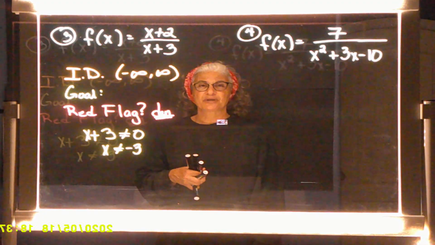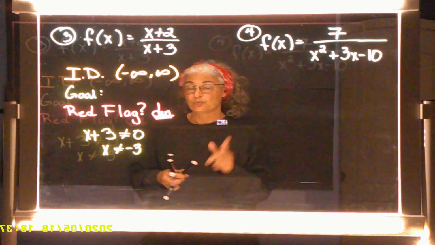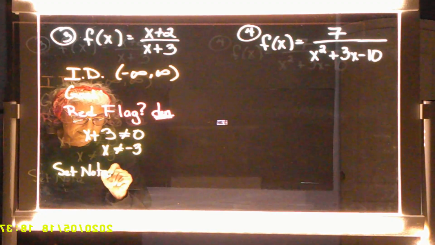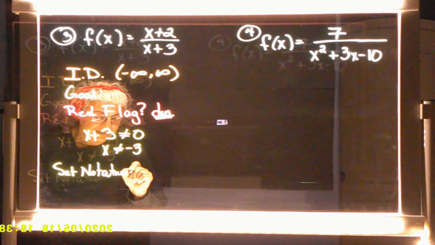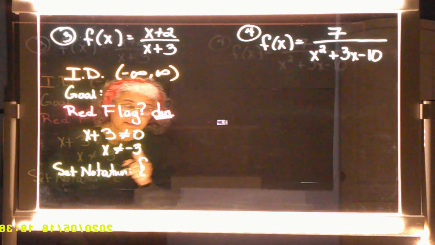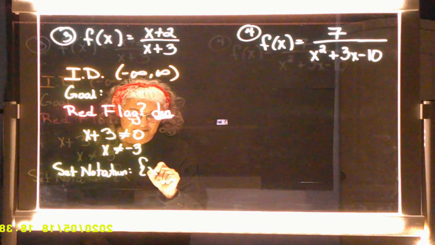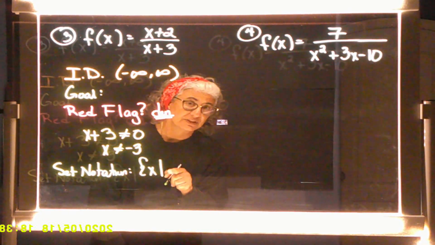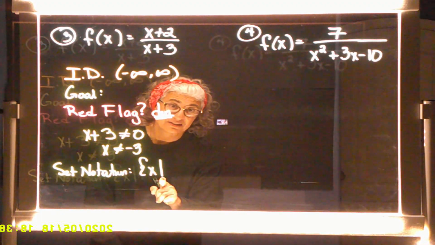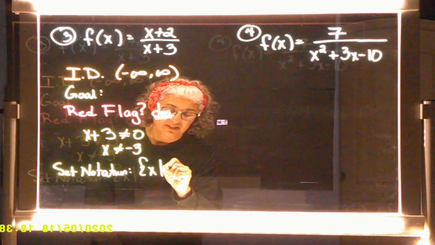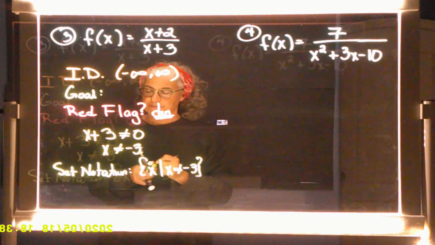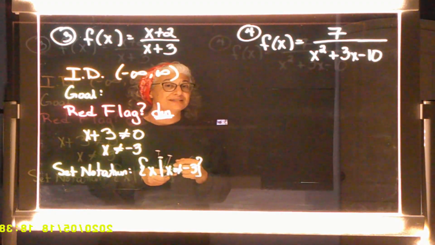So some of you are like, well, how do I write that? There's two ways of writing it. One way is set notation. Set notation says the set, that's how those braces are read, the set. And what variable am I talking about? X, such that. That's what that line means. That straight line, that vertical line means such that. The set of x such that. What did you just tell me? That's right. X cannot equal negative 3. Cool? Okay. There is another notation that we can use, and that's interval notation.